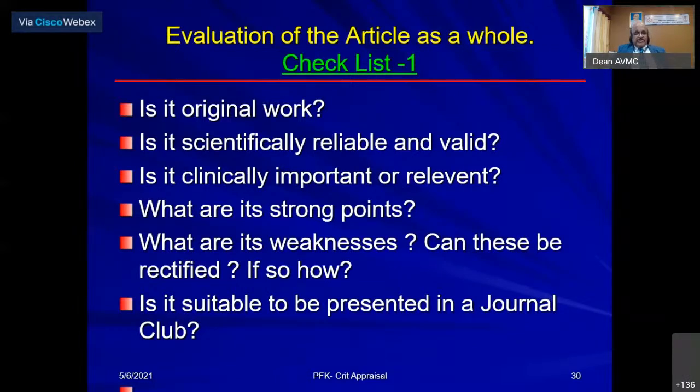And what are the strong points, which I already said? What are the weaknesses? And when you say weaknesses, given a chance, do you think you are able to rectify them? Or can it be rectified? If so, how? If you say yes, you should be able to say that. Before pointing at somebody, you should know what the correct one should be. Then you have to say, is it suitable to present? This is a checklist which you can apply when you are ready to present what they call a critical appraisal of an article.